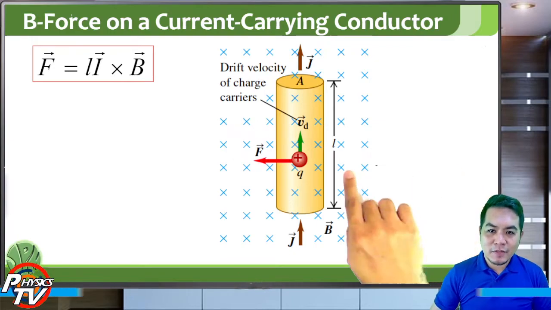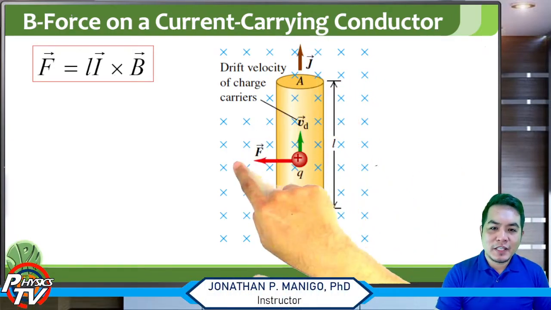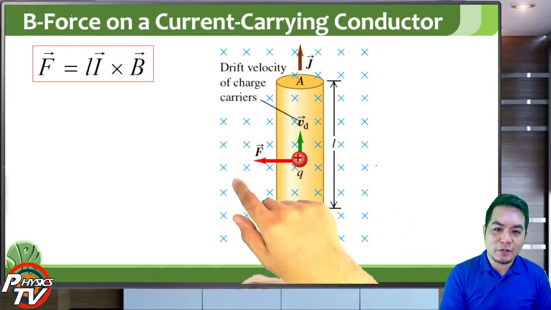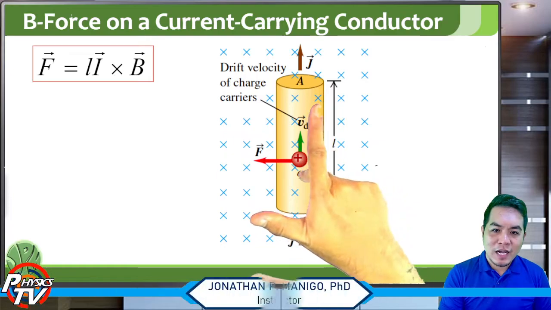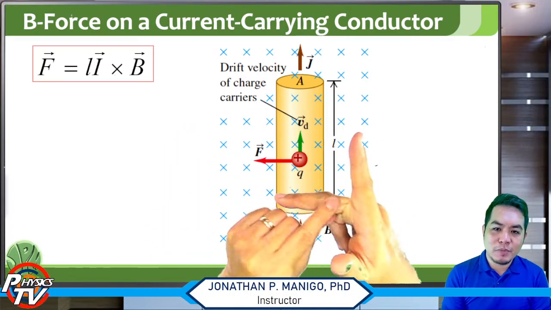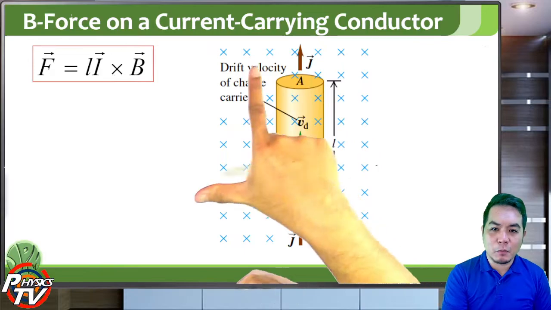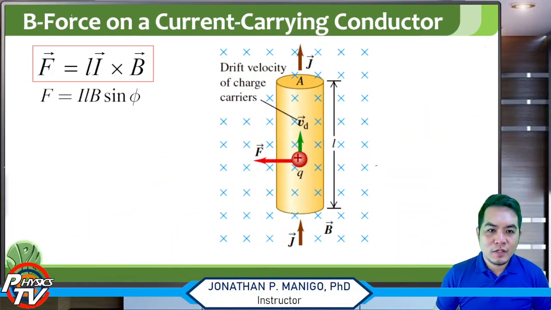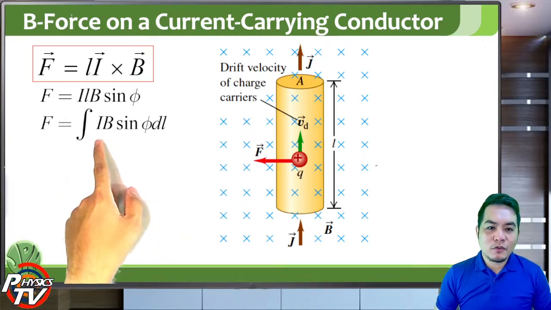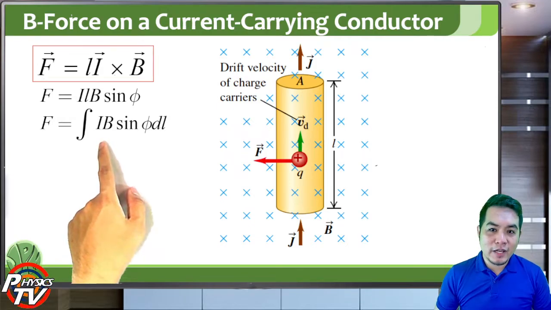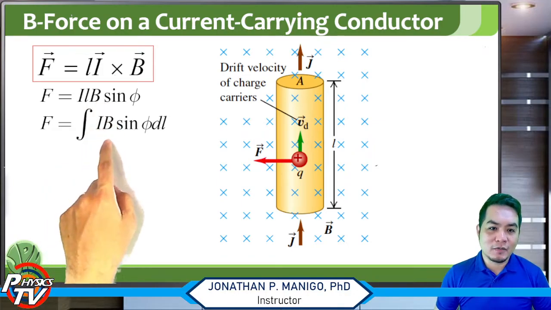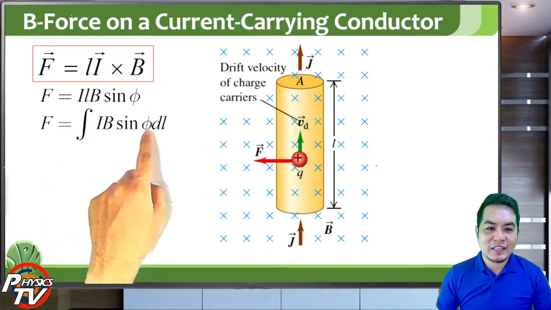What will happen is, if there's a current upwards and it's exposed to an external magnetic field, which in this case is into the page, then using the right hand rule, I is your pointing finger and B is your middle finger. Therefore there will be a force to the right in this specific case. The magnitude is I L B sine phi, or the integral form, I B sine phi dl, in the event that you have a non-straight current carrying conductor. You need to integrate.